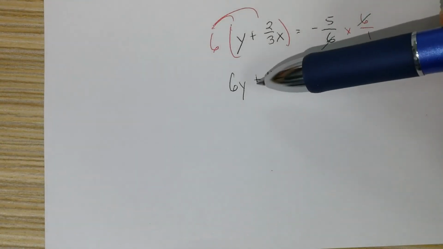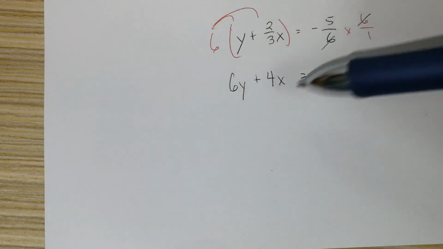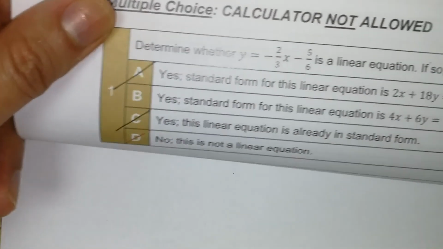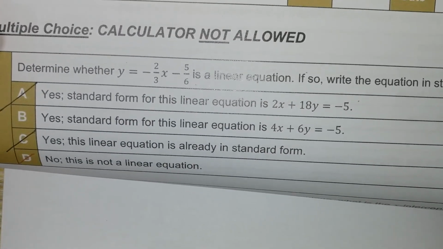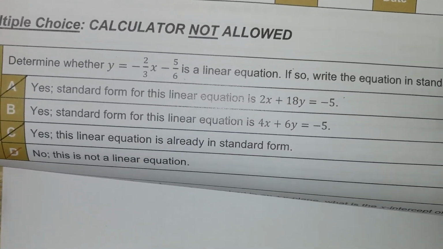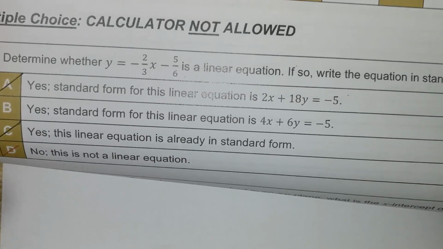So my equation in standard form is 6y plus 4x equals negative 5. Here I see that it's 4x plus 6y equals negative 5. It's just that the x and the y term changed places, but they are the same. So I know my correct answer here is B.